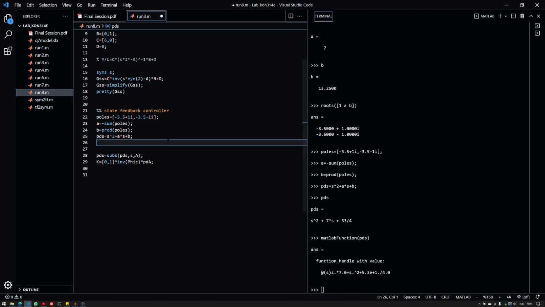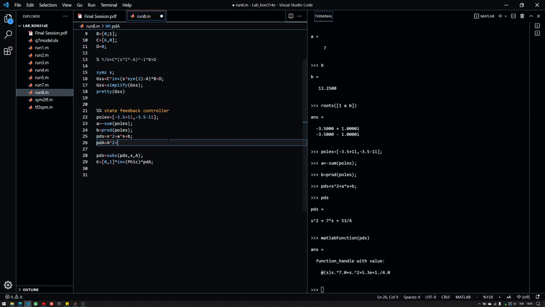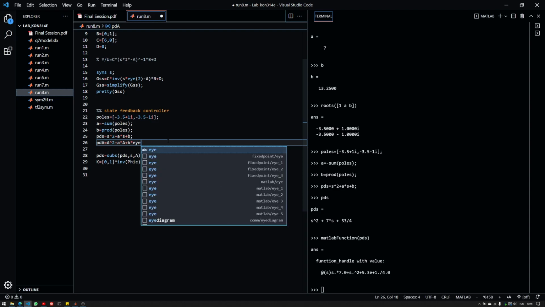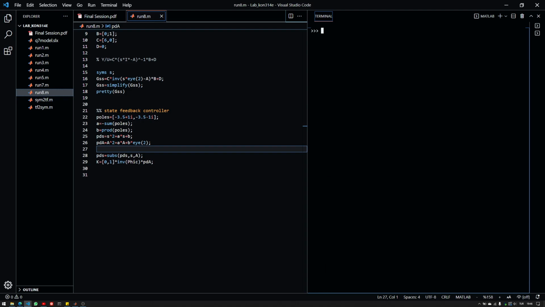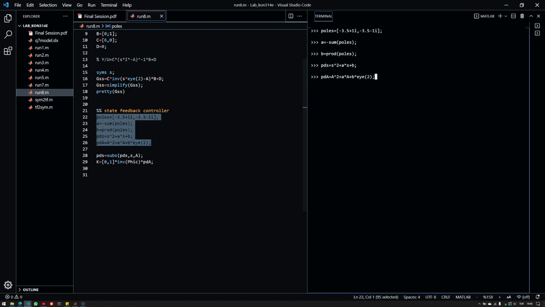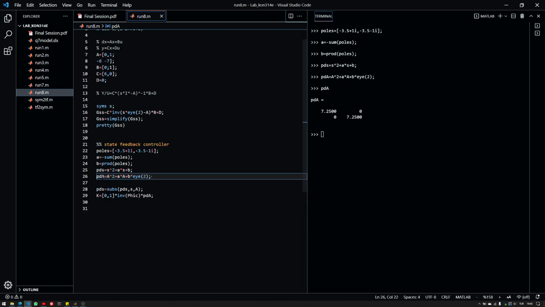So, since this is PDS, PDA is equal to A squared plus A times capital A plus B times identity 2. This is basically the expression of PDA. So if you, for example, have these poles, PDA should be equal to 7.25 and 7.25. This is diagonal by accident. It doesn't have to be, but for this one it is. And yeah, we have PDA.